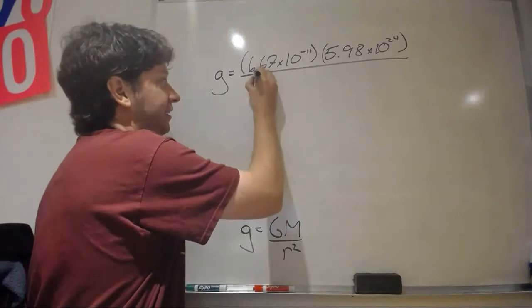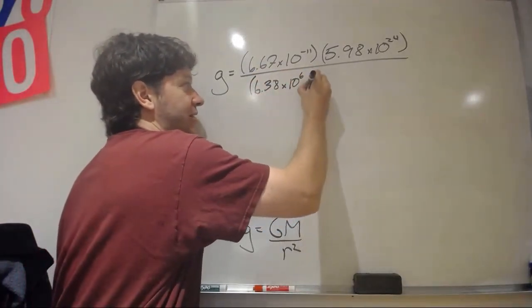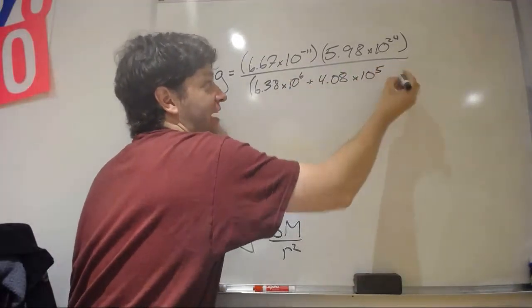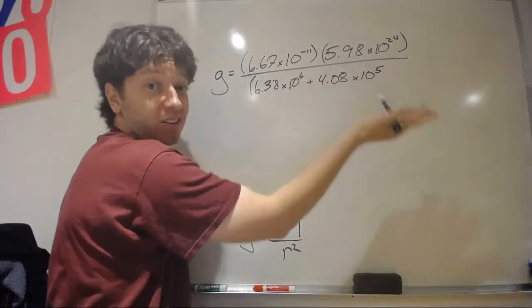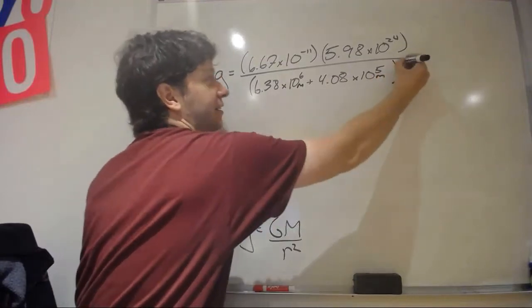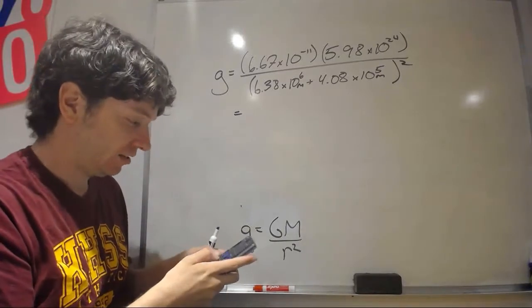Again, you want to add it. So 6.38 times 10 to the 6 plus 4.08 times 10 to the 5. I put them both in meters. Make sure you're not doing meters plus something in kilometers. Right? They're both in meters. And this time we're squaring that. And this will give you a value of g.